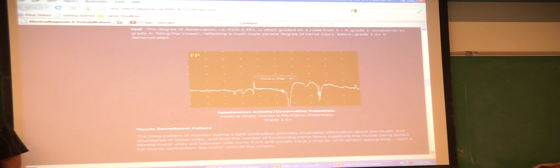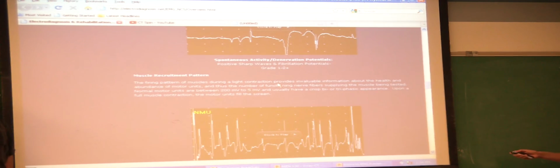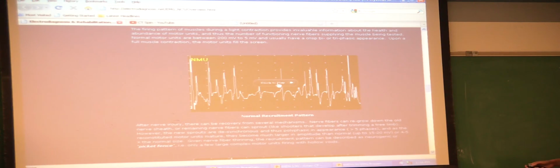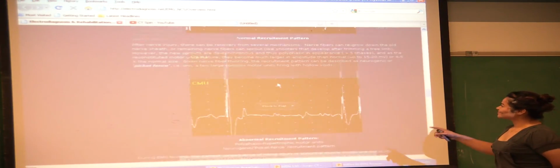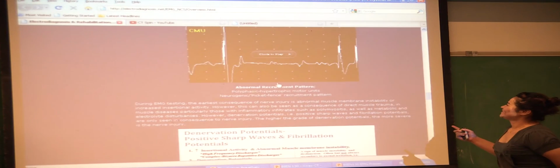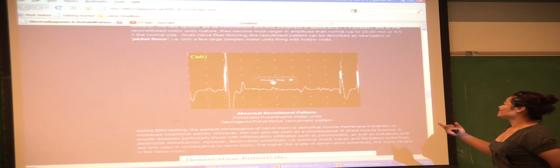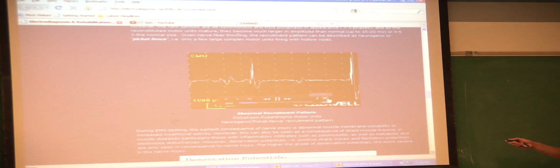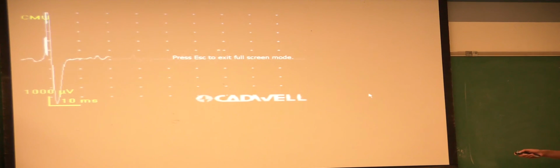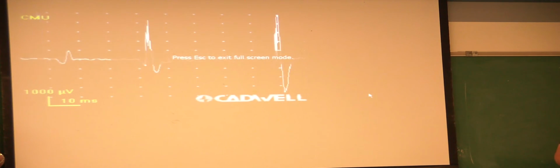There's clearly something wrong with the patient's nerve function. Okay, that one shows weird spontaneous movements that shouldn't be there in the first place.